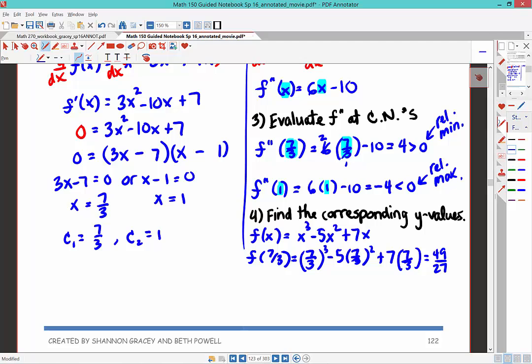And then this one will be easier. f at 1 is going to be equal to 1 cubed minus 5 times 1 squared plus 7 times 1, which will be 1 minus 5 is negative 4 plus 7 is 3. And finally, our conclusion.